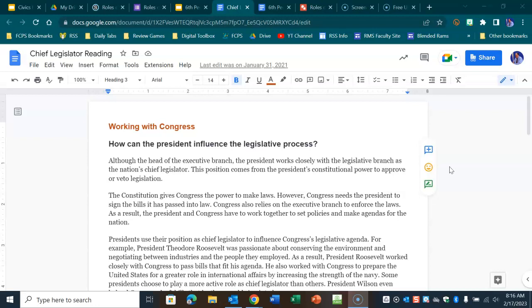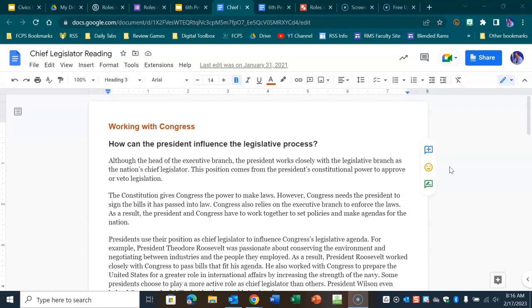A regular veto means the president sends the bill back to Congress without a signature. Sometimes the president adds a message explaining why the bill is rejected. The bill must be returned within 10 days for the veto to be effective. Otherwise, the bill is passed into law without the president's signature. If Congress stops meeting during that 10-day period, the veto is called a pocket veto.